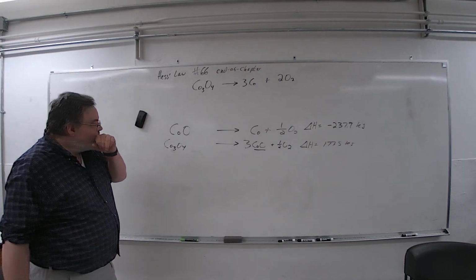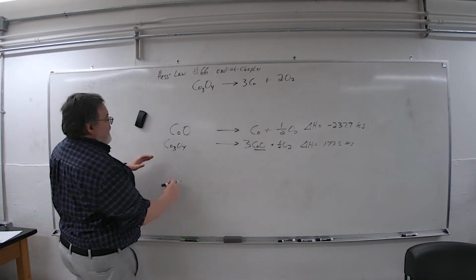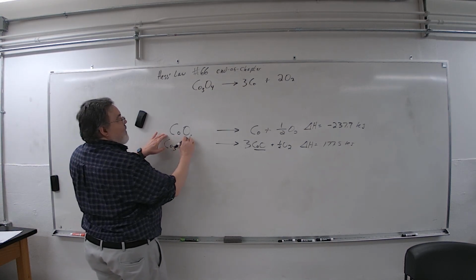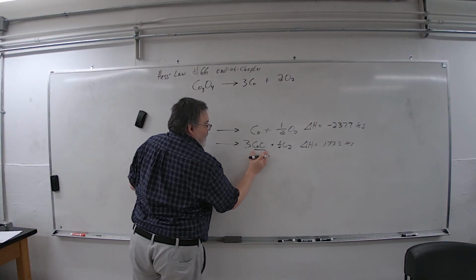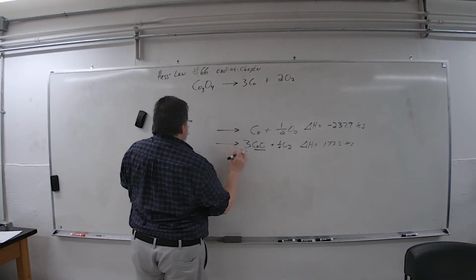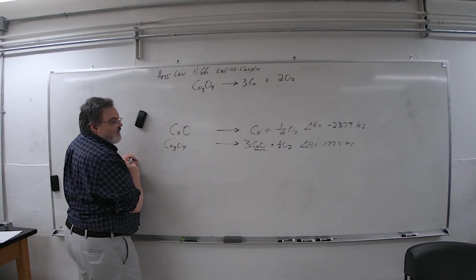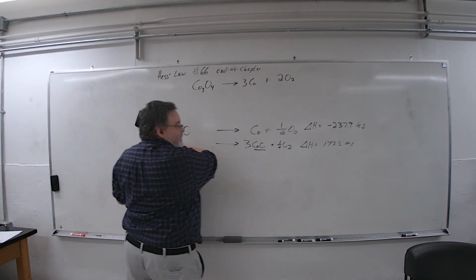Okay. So if I took these now and added them up, I've got CO3O4 on the left, but I've also got some CO on the left that I don't need. I've got this CO on the right side, and I could make those two cancel if this had a 3 in front of it. So here's what I'm going to do next. I'm going to multiply through this whole side.